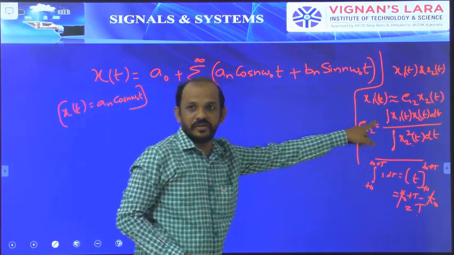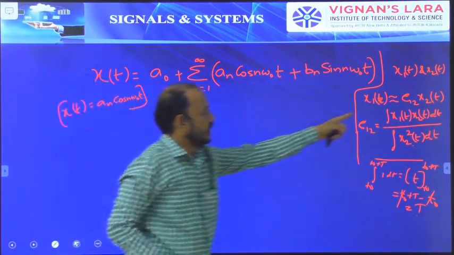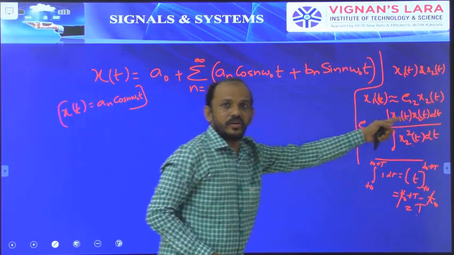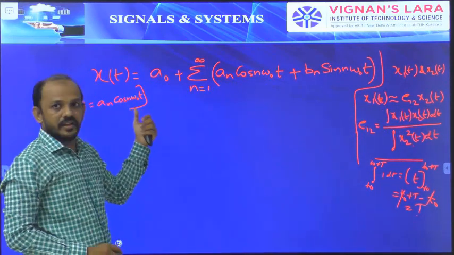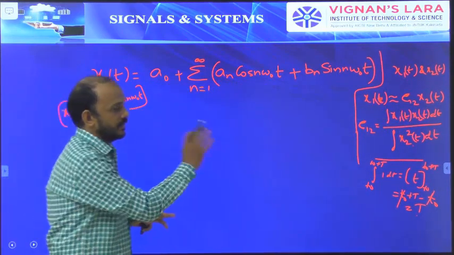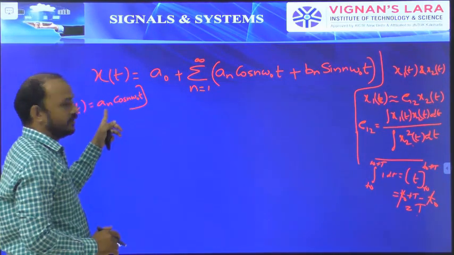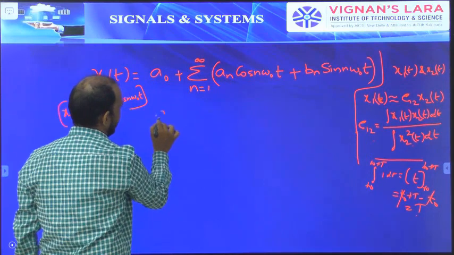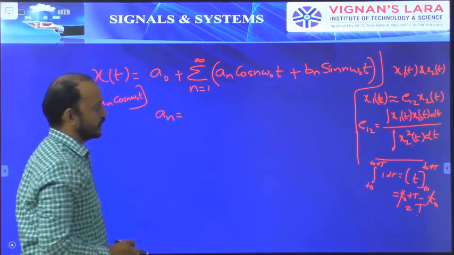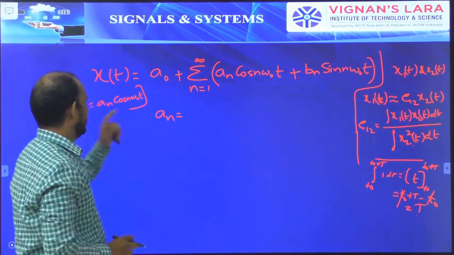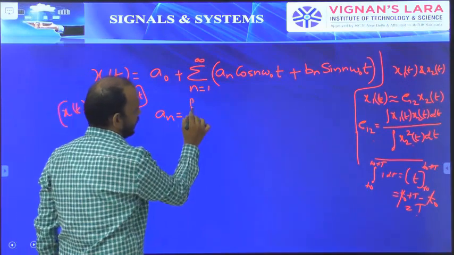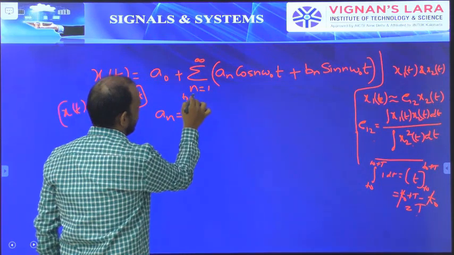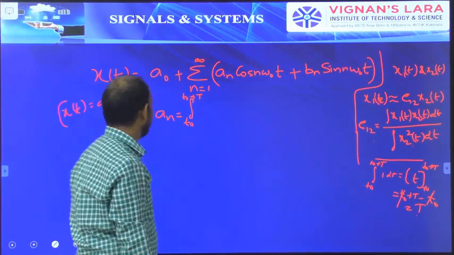Here x1 of t will be equal to x of t, c12 will be equal to a n, and x2 of t equal to cos n omega naught t. Okay, now compare these two. So in this I have to find out the value of a n. So using this equation I will find out the value of a n. How can you get the value of a n? A n will be equal to integral, limits t0 to t0 plus capital T.